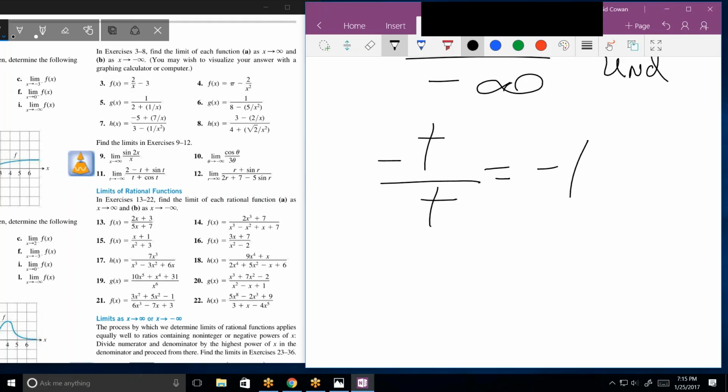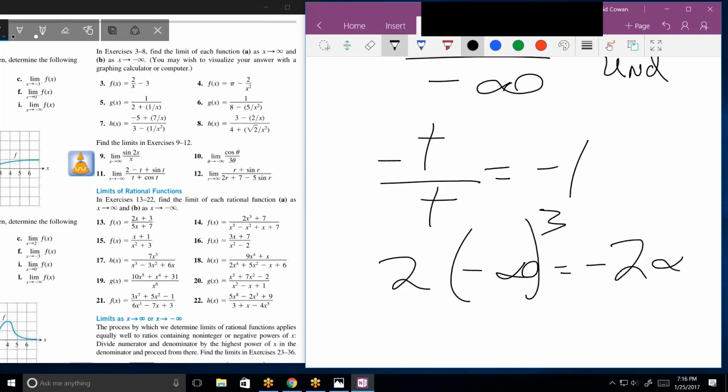See why? Yes. Because 2 times negative infinity cubed is still negative infinity. So it's -2 infinity divided by infinity cubed, which is just infinity. So it still goes to minus, hold on a second.